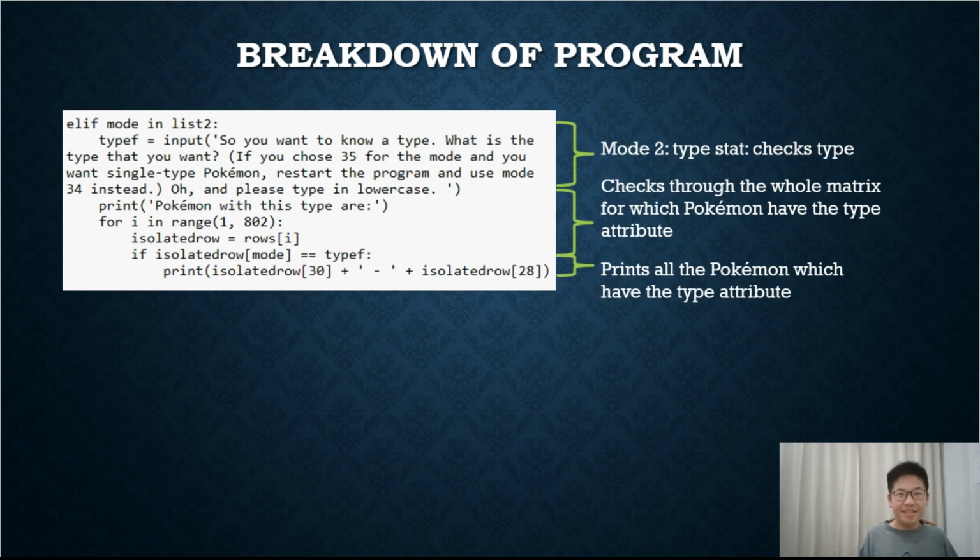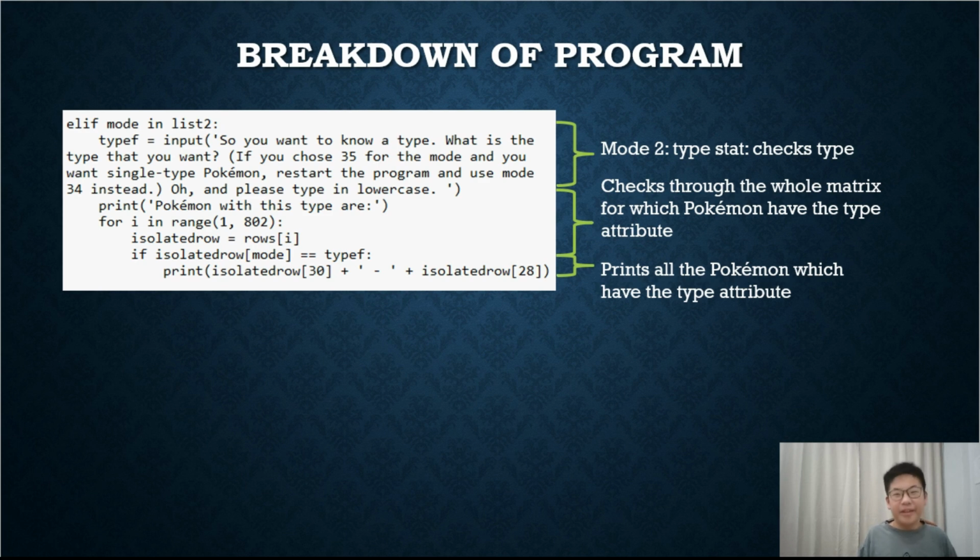Mode 2, type stat, checks type. So you want to know a type. What is the type that you want? If you chose 30 items on the board and you want single type Pokemon, too bad, you just can't put the type in. Restart the program and use mode 34 instead. And please type in lowercase, just for the compatibility of the program. Basically the second part of the program is quite similar, and it prints all the Pokemon which have that type attribute.